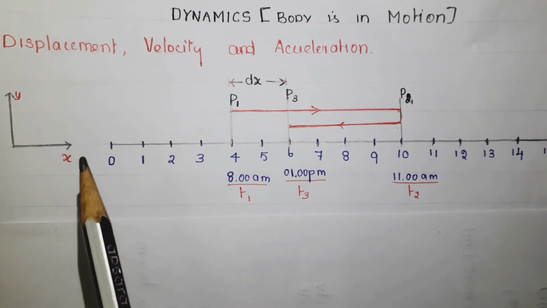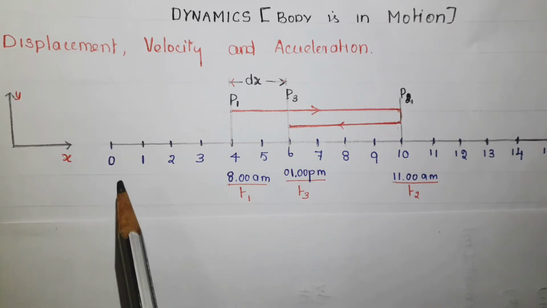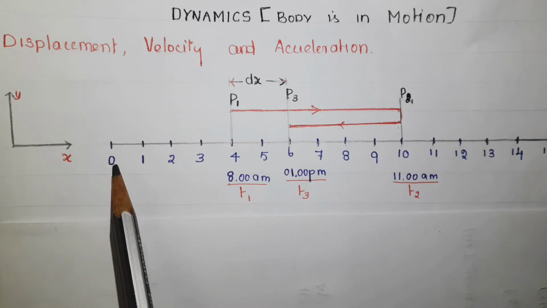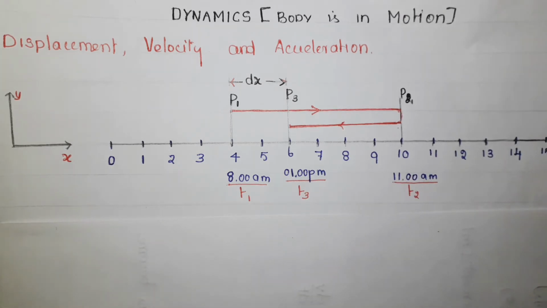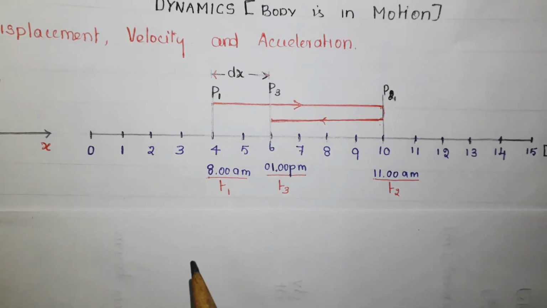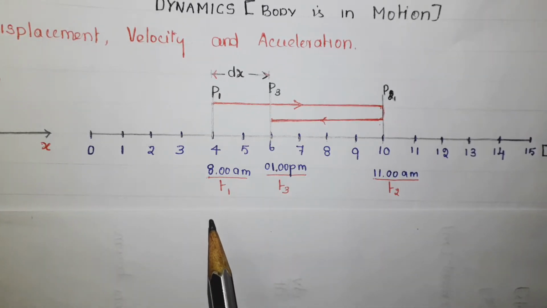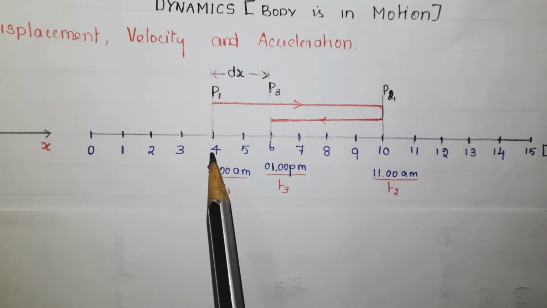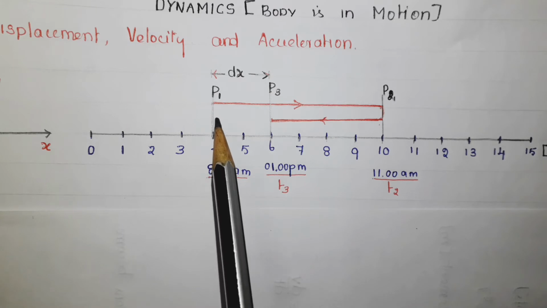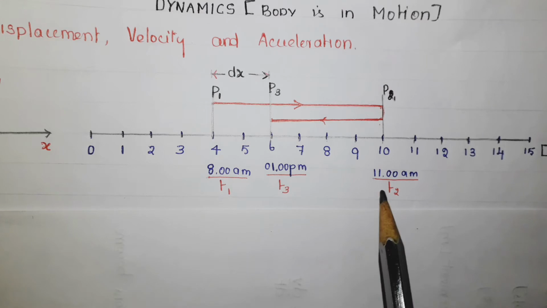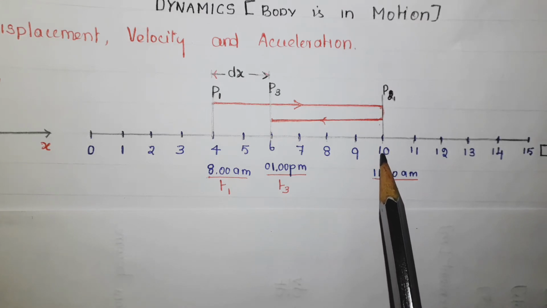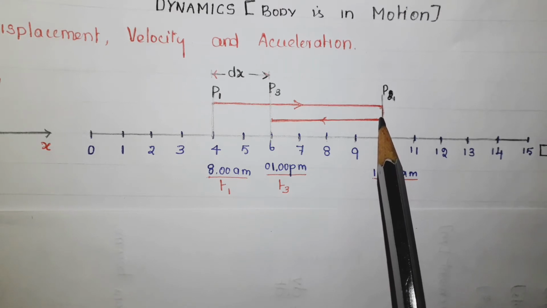To understand these three parameters clearly, let me take a map that is drawn in the x direction, and that shows 15 kilometers in regular intervals. Now let us see a movement of the particle. At 8 am, let me take this as time t1, the particle is at the 4th kilometer. Let me take this as position p1. And at 11 am, time t2, the particle is at the 10th position. Let me take this as position 2.